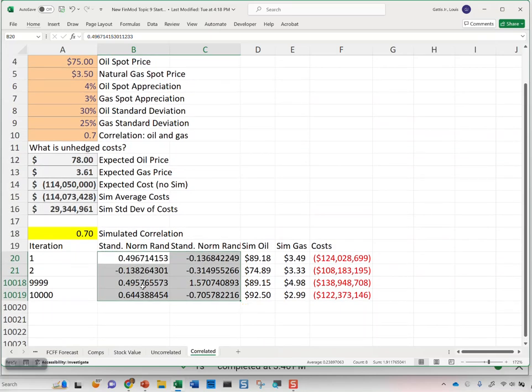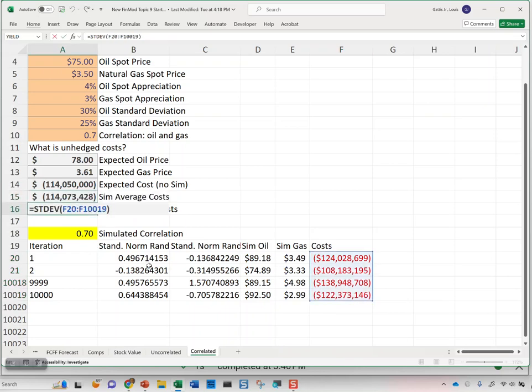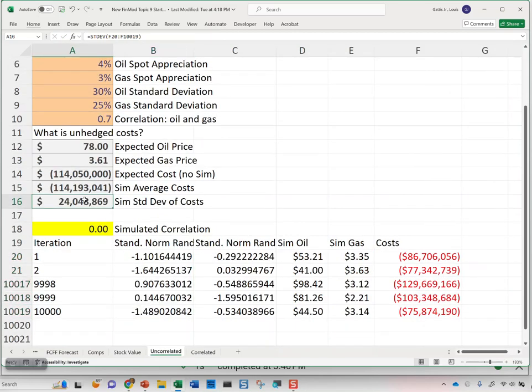But when I look at the data, when this one's negative, this one tends to be negative. When this one's positive, this one tends to be positive, and so on. But it's not perfectly correlated. If I actually calculate the correlation, it is 0.7. Now, when I run my simulation, which is over here, take the average, still 114, but look at the standard deviation. It's actually 29 instead of 24.